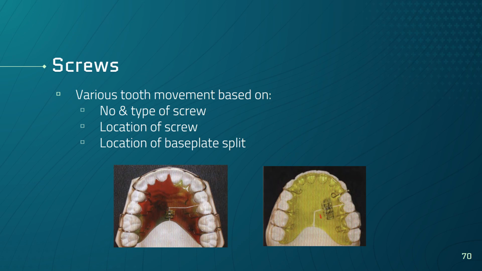If you compare these two diagrams here, the base plate split is nearly similar, except that the location of the screw is different. In the first diagram, the location of the screw will cause the second premolar, first molar, and second molar to move buccally. Whereas in the second diagram, the location of the screw will cause the same teeth to be moved in a distal direction.